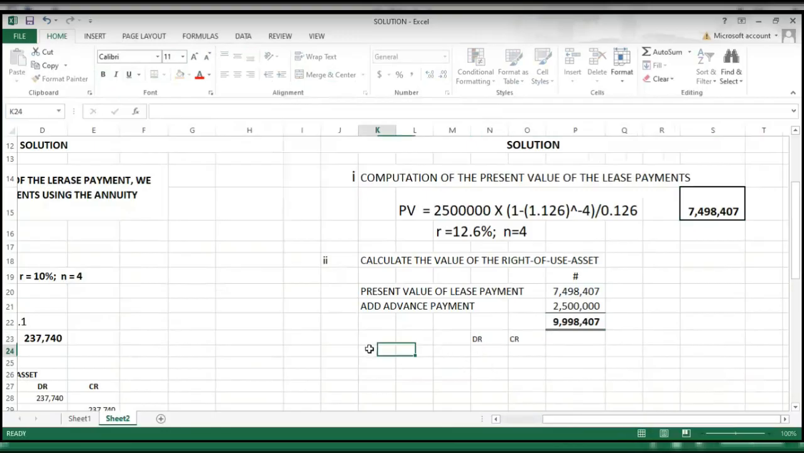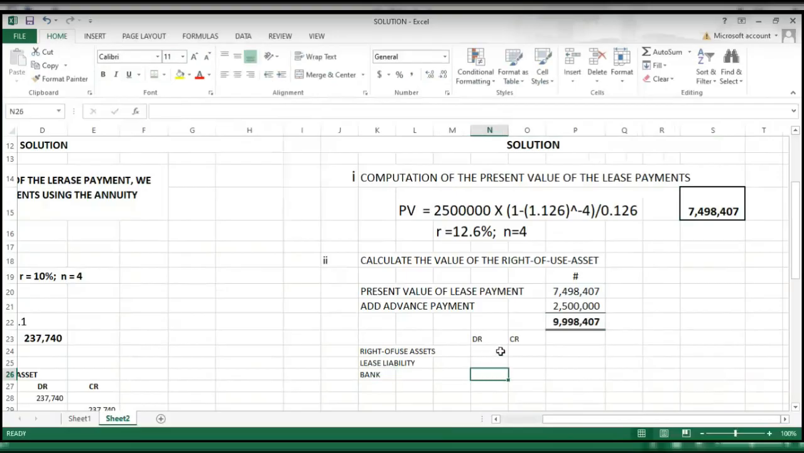So what is the double entry? Debit the right of use asset, and credit the lease liability. Debit the right of use asset, and then credit the lease liability, and then credit bank with the amount that is paid outright.